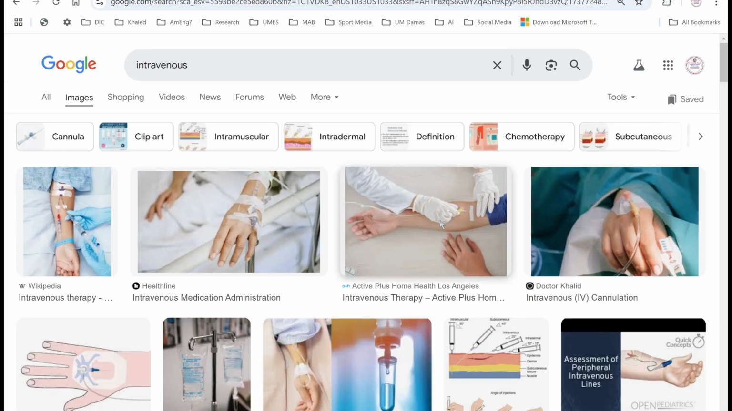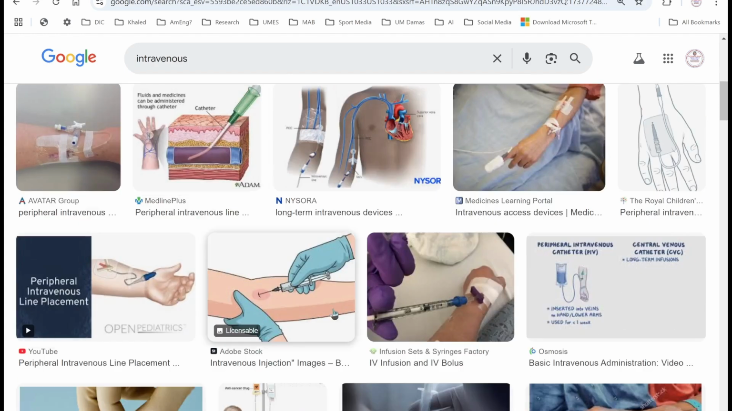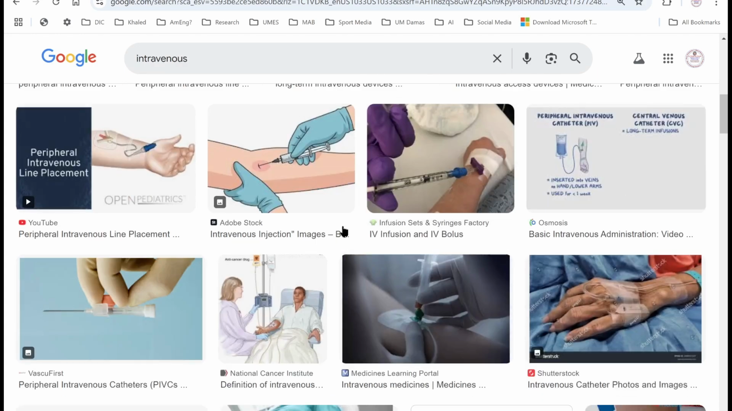Okay, you can see in this image that when the patient goes to the hospital in emergency cases and needs immediate intervention, they put IV fluid infusion in the veins, and you can see so many drips here. The medication arrives immediately to the blood, immediately to the heart, immediately to the circulation. Intravenous.